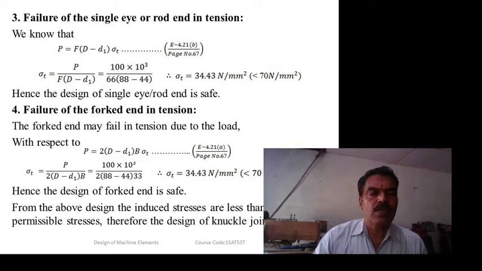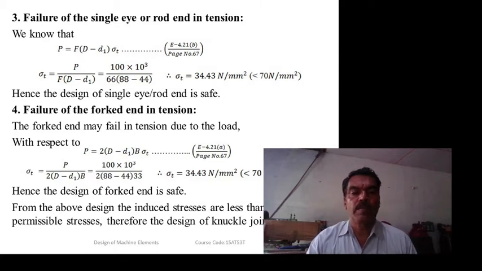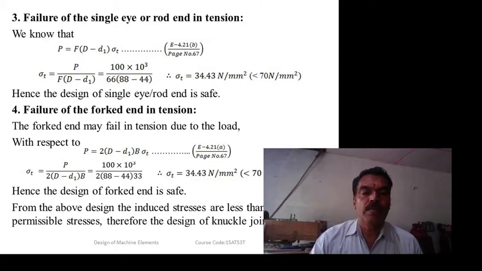Next, failure of the forked end in tension. The forked end may fail in tension due to the load. The formula is P is equal to 2 into bracket capital D minus small d1, into capital B, into sigma t. In this step, what we have to calculate is sigma t.